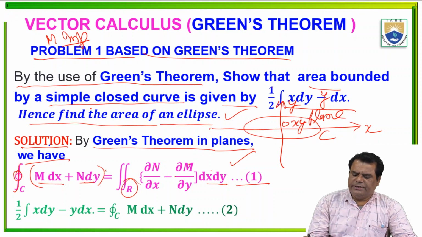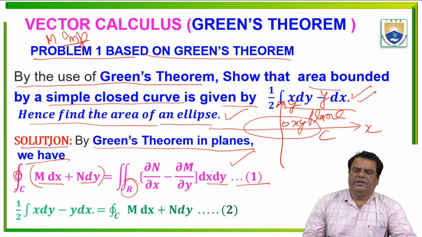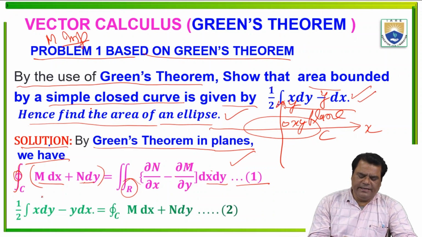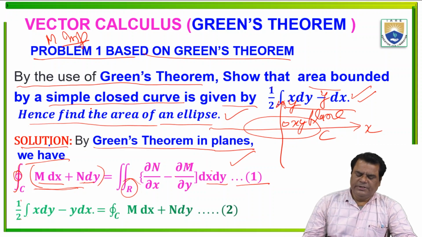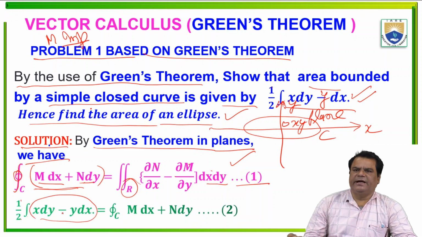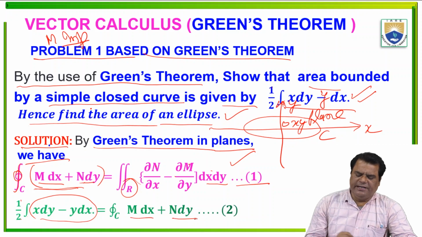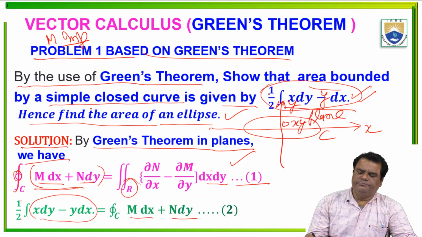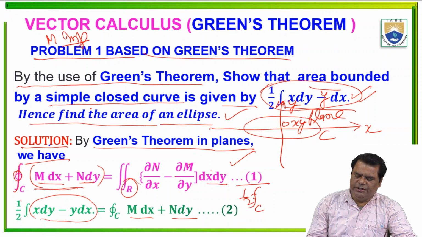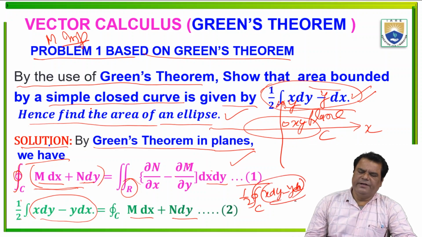Now here the line integral is given. In place of the left hand side, I am writing one half integral of x dy minus y dx. This is given in our problem: one half integral over C of x dy minus y dx.